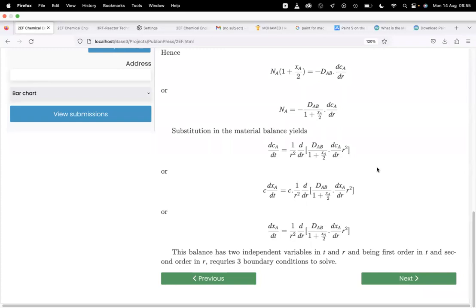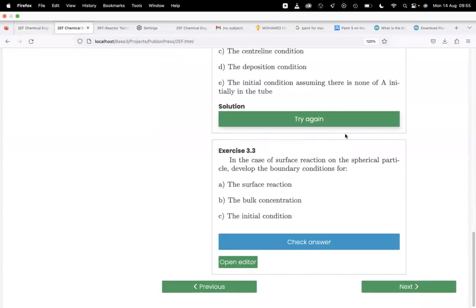And now let's look for the boundary conditions. So in the case of the surface reaction on the spherical particle, that's referring to what we just looked at in chapter 2. So now in chapter 3, we want to develop the boundary conditions. So we start off with the surface reaction. Just take a minute and write out yourself what you think the surface reaction should be written as.